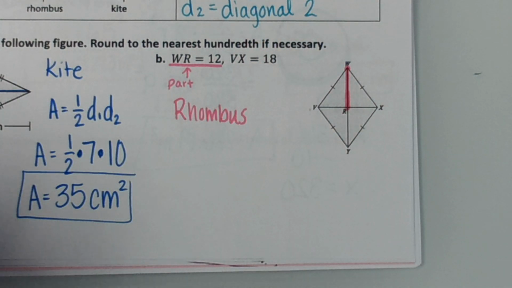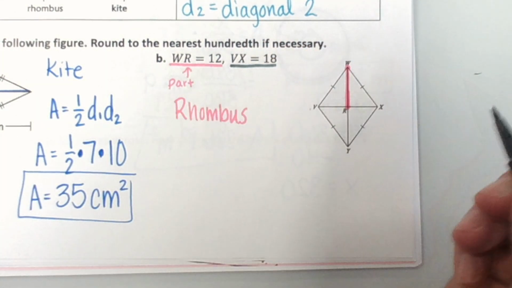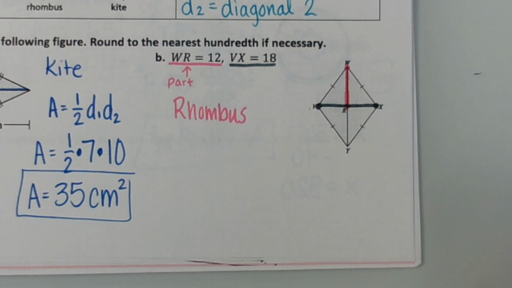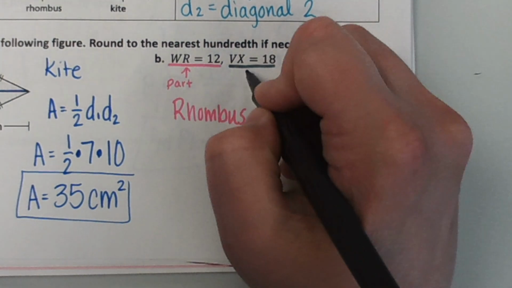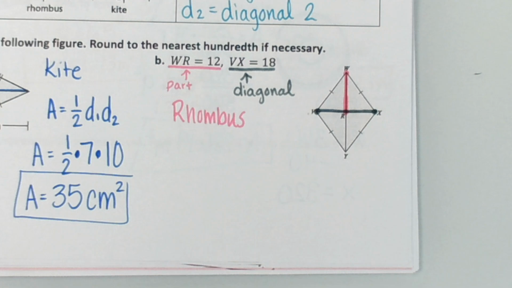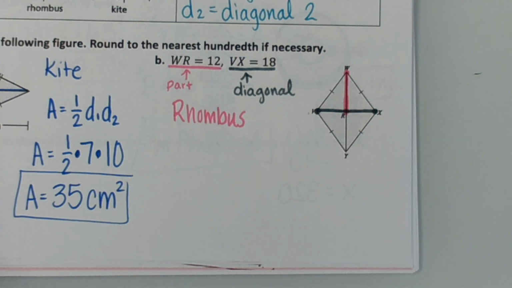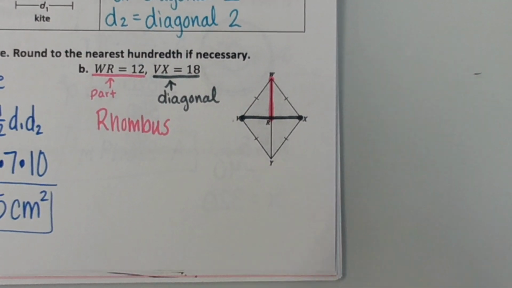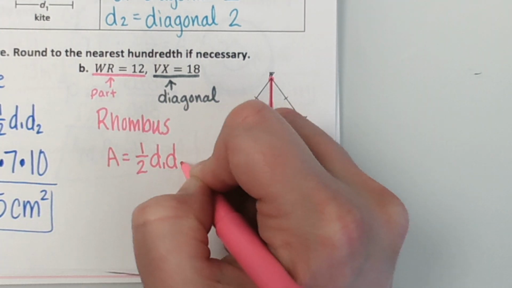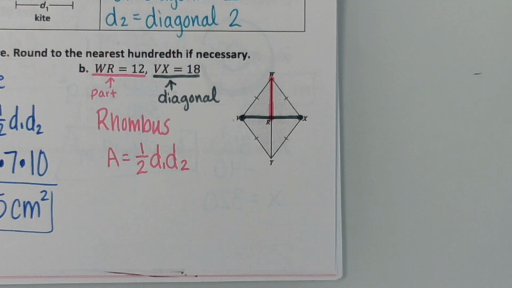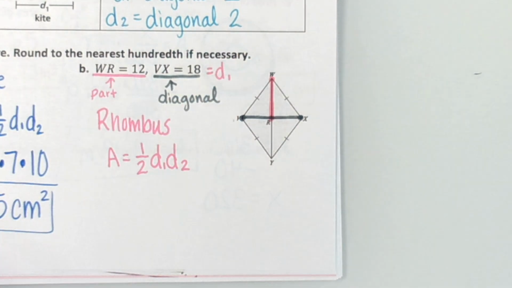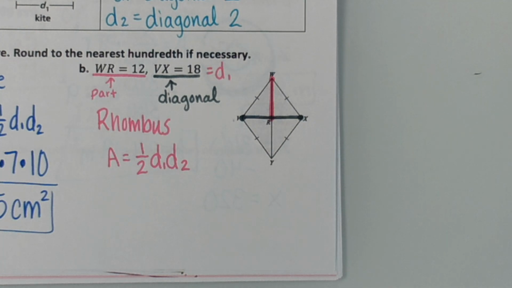Okay? The other measurement it gives us is VX. V is here, X is here, going all the way across. Is that a diagonal? Yes. Yes, that one actually is a full diagonal. So, being a rhombus, that means our formula is still this. We have one diagonal. We can call that d sub 1 if we'd like. We don't have the other diagonal. We have part of a diagonal.